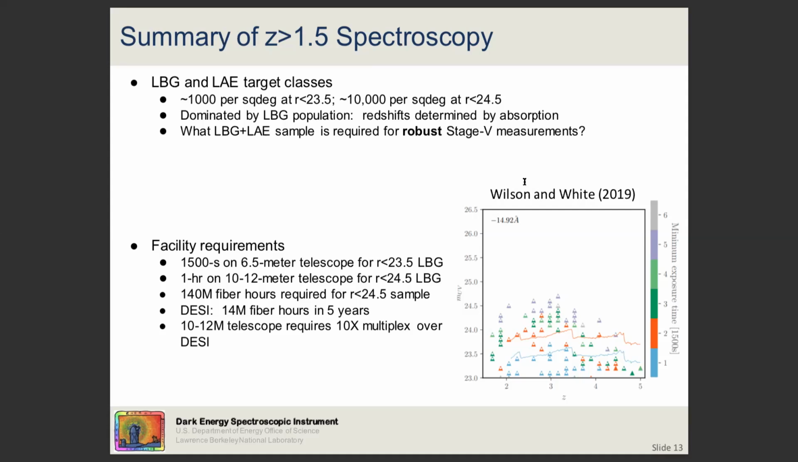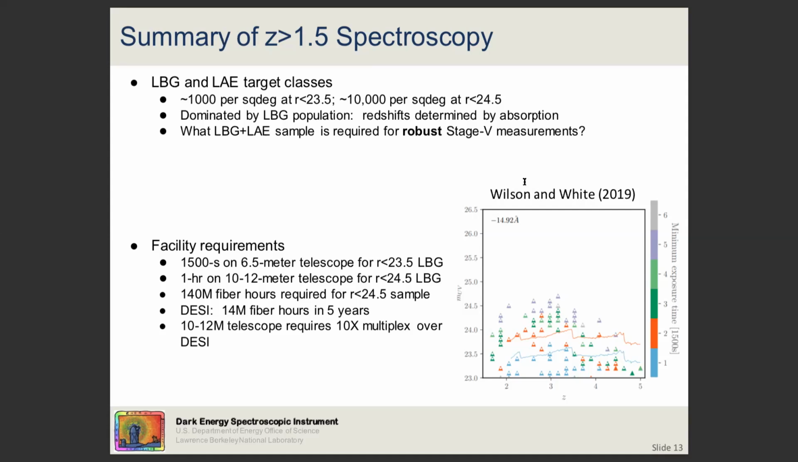Again, this sample is going to be dominated by Lyman break galaxies, and our redshifts are determined by absorption, which is why this makes it a very challenging probe. I also personally think these projections are probably optimistic because the lines are actually far more complicated than was built into the templates. Okay, so what sample do we need to guarantee we have a robust stage 5 program?